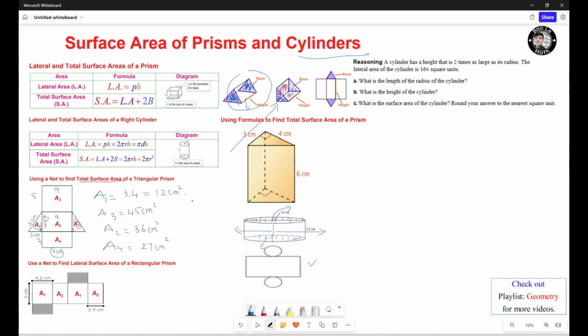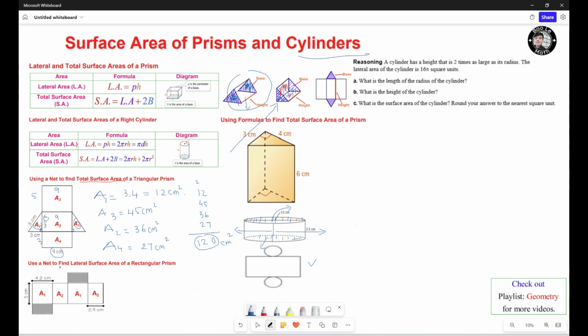Now you just add them up, right? So you have 12, you add 45, you add 36, and you add 27. And that is your answer. So 7, 6, 5. So it's going to be 2 carry 2, right? As this is 0 carry 2. 3, 7, 10, and 12. So it should be 120 square centimeter.